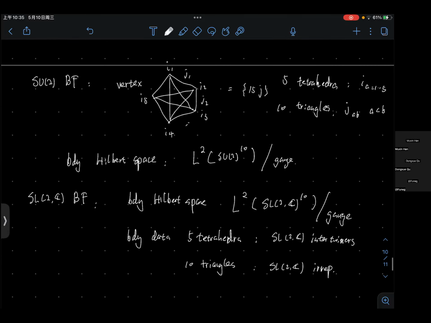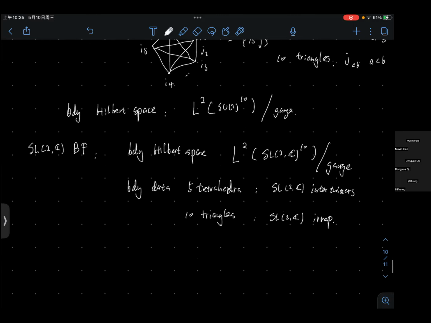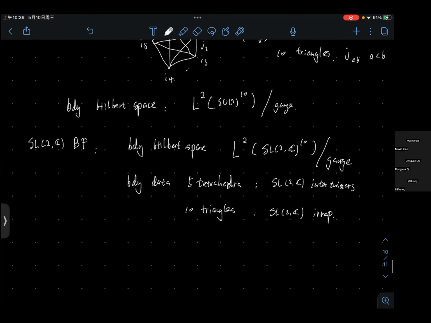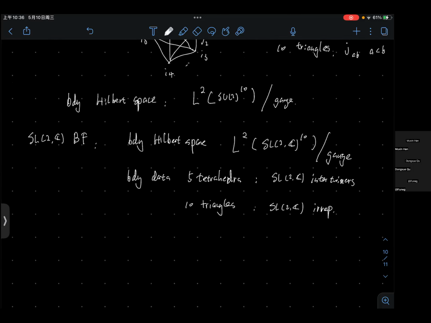All right, so now we have this boundary Hilbert space. As I said, we are going to quantize the simplicity constraint and impose the quantum simplicity constraint on this boundary Hilbert space. So how to quantize this? The question is how to quantize the simplicity constraint. Because the simplicity constraint is a constraint on the B field, we need to quantize the B field as an operator acting on the Hilbert space.